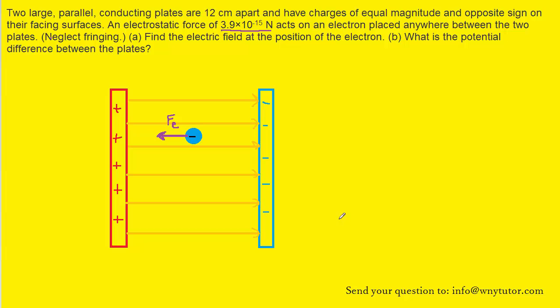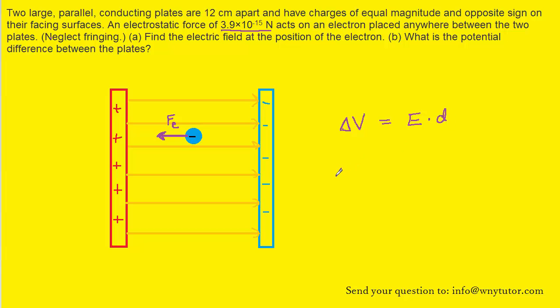Now on to part B, which asks us to calculate the potential difference between the plates. It's important to note that the electric field that exists between the plates is uniform or constant in magnitude. And in that special case, we can say that the potential difference between the plates is equal to the electric field magnitude multiplied by the distance between the plates.